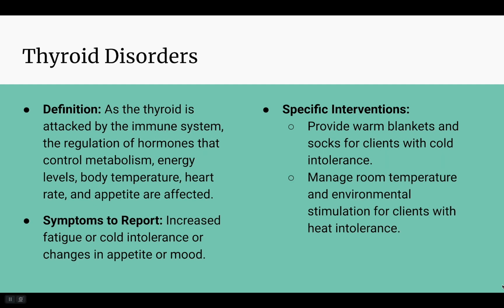Thyroid disorders. Definition: as the thyroid is attacked by the immune system, the regulation of hormones that control metabolism, energy levels, body temperature, heart rate, and appetite are affected. Symptoms to report: increased fatigue or cold intolerance, or changes in appetite or mood. Specific interventions: provide warm blankets and socks for clients with cold intolerance. Manage room temperature and environmental stimulation for clients with heat intolerance.